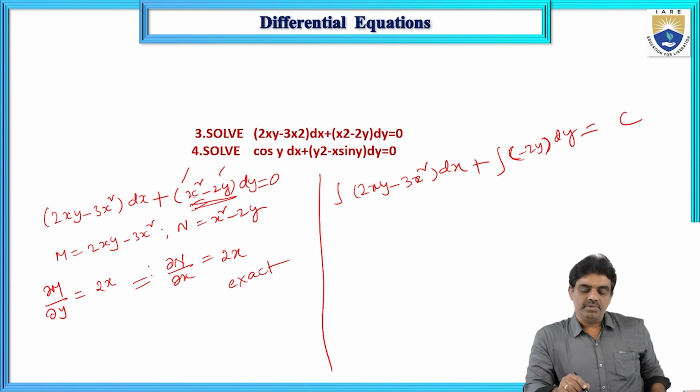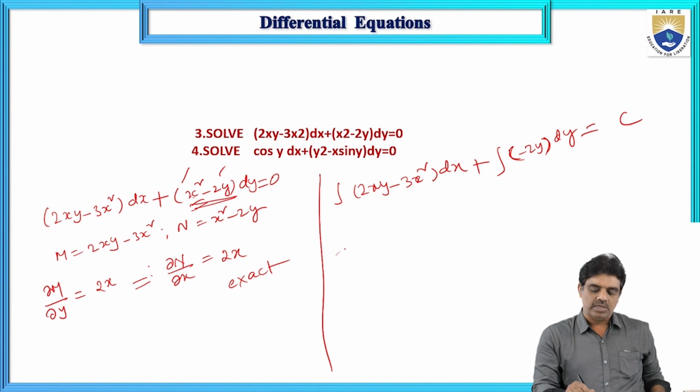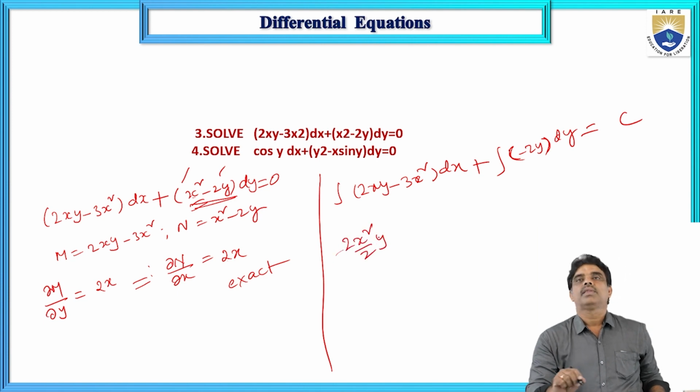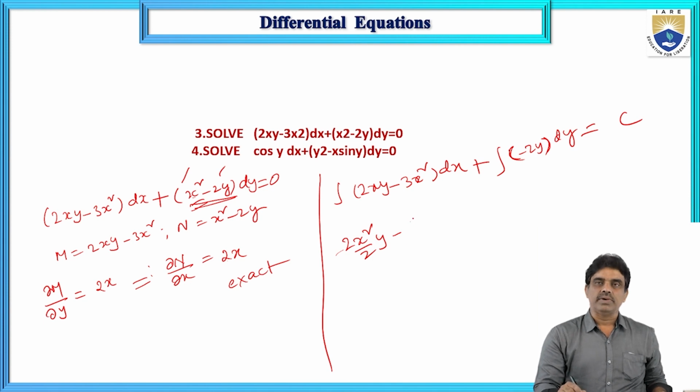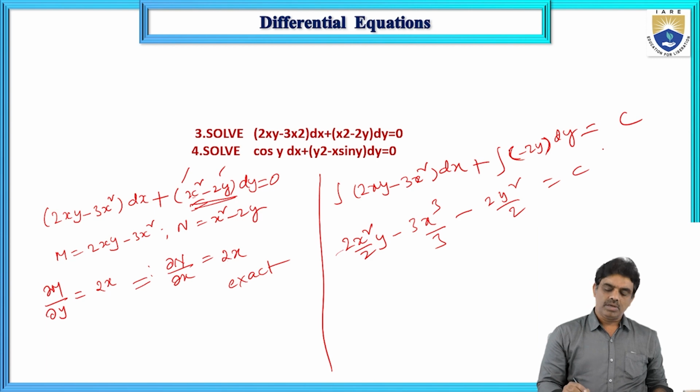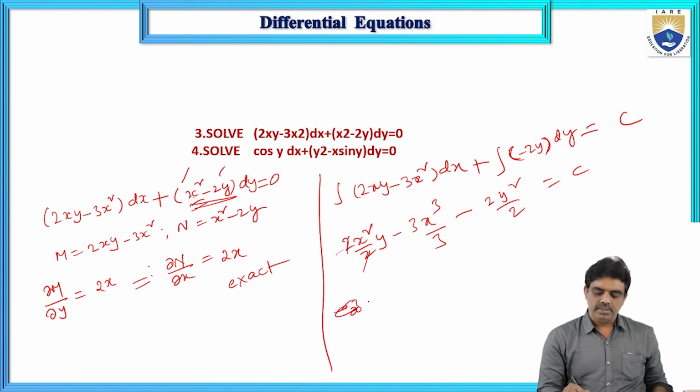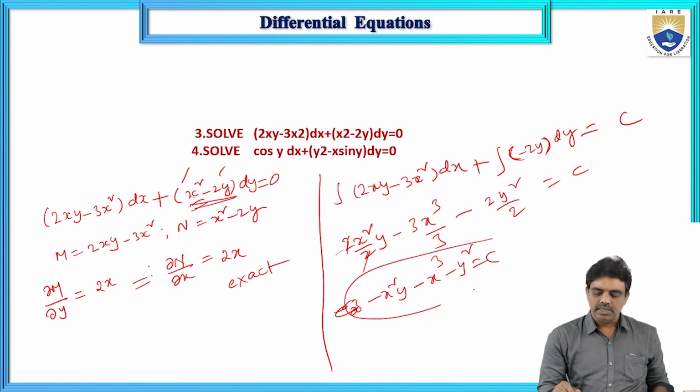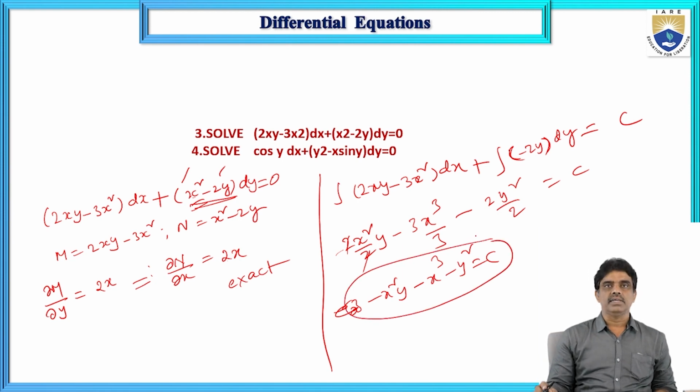Now on integrating with respect to x, treating y as constant: 2x square by 2 into y, minus 3x cube by 3, minus 2y square by 2, is equal to c. The 2s cancel. This is x square y minus x cube minus y square is equal to c, which is the solution of the given differential equation.